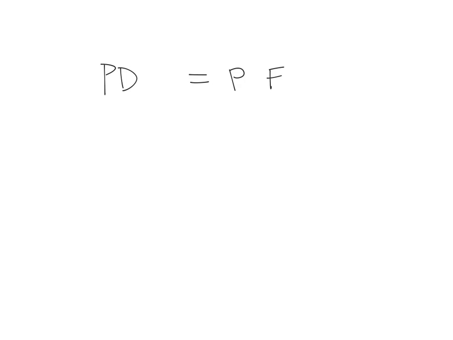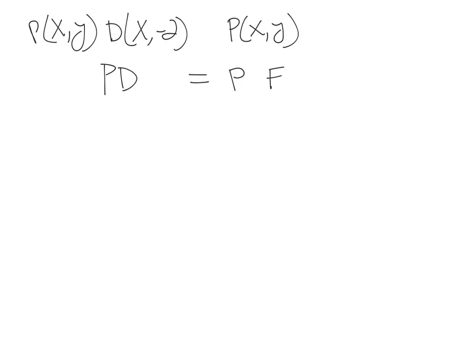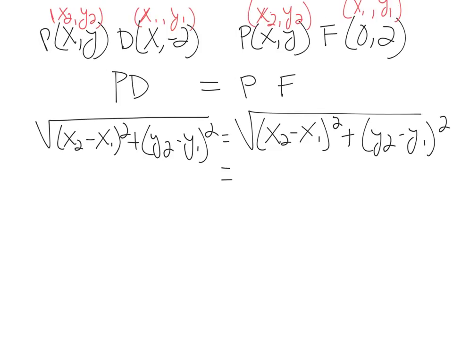But before we get into that, let's label our points above it. Let's put point P up here. We know that it is (x, y), and we know that D is (x, -2), and P is still x on this side, and then the focus F is (0, 2). So basically all I'm going to do is use our distance formula to find the distance from P to D and the distance from P to F.